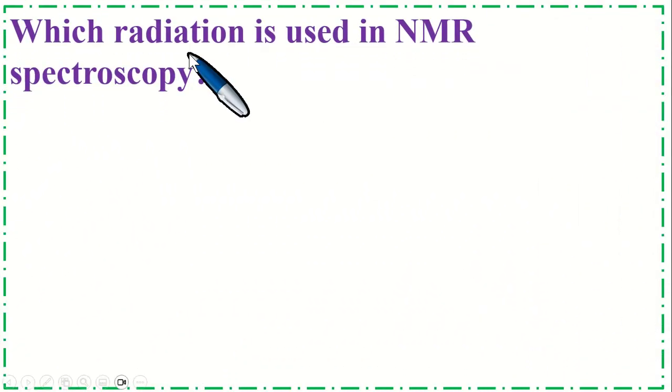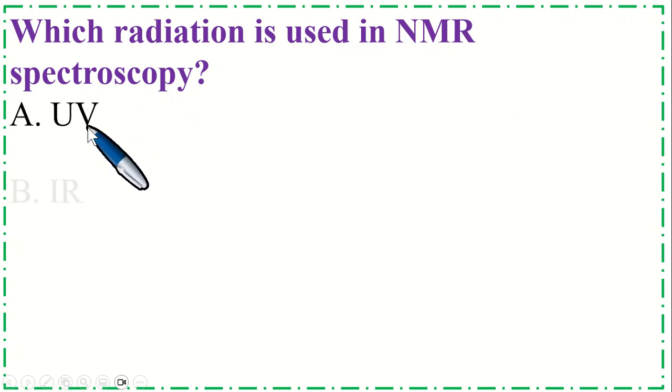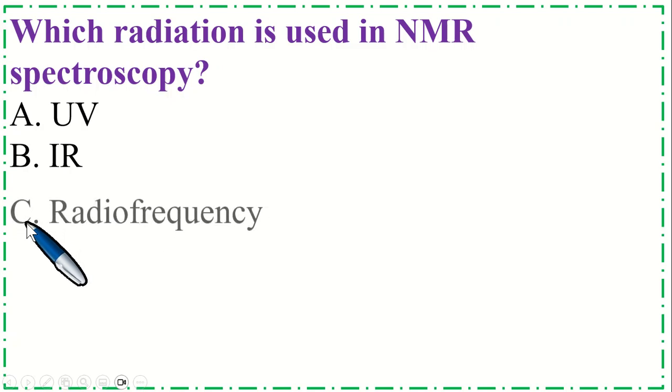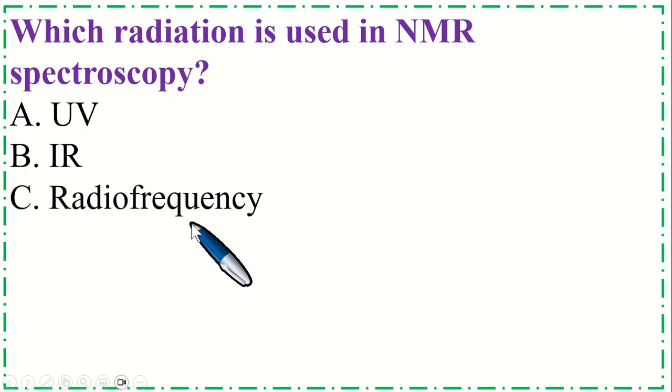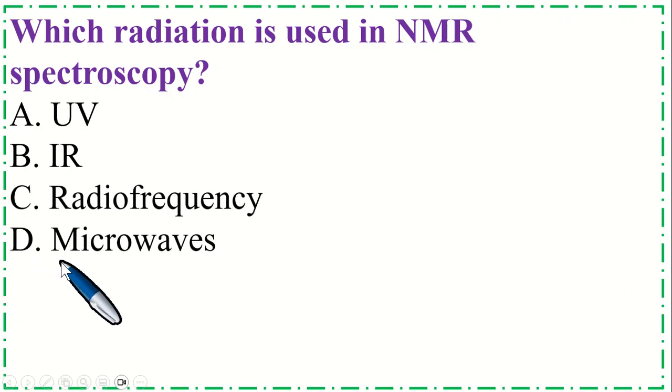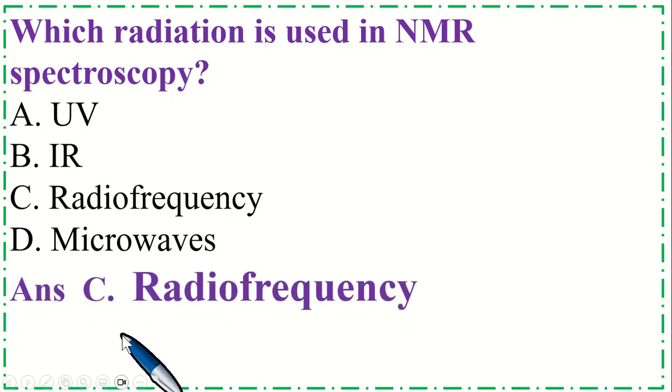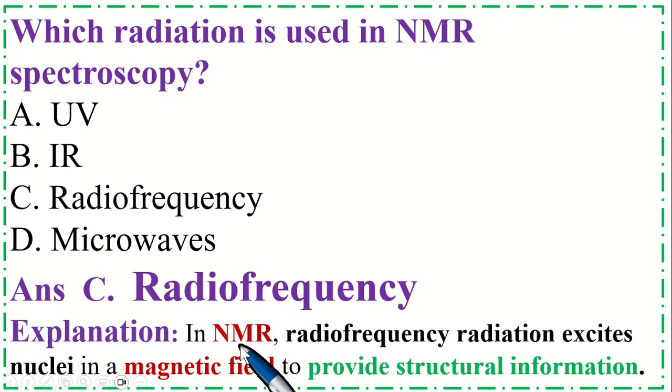Which radiation is used in NMR spectroscopy? Option A, UV. Option B, IR. C, radio frequency. And option D, microwave. So the correct option is C, radio frequency. In NMR, radio frequency radiation excites nuclei in a magnetic field to provide structure information.